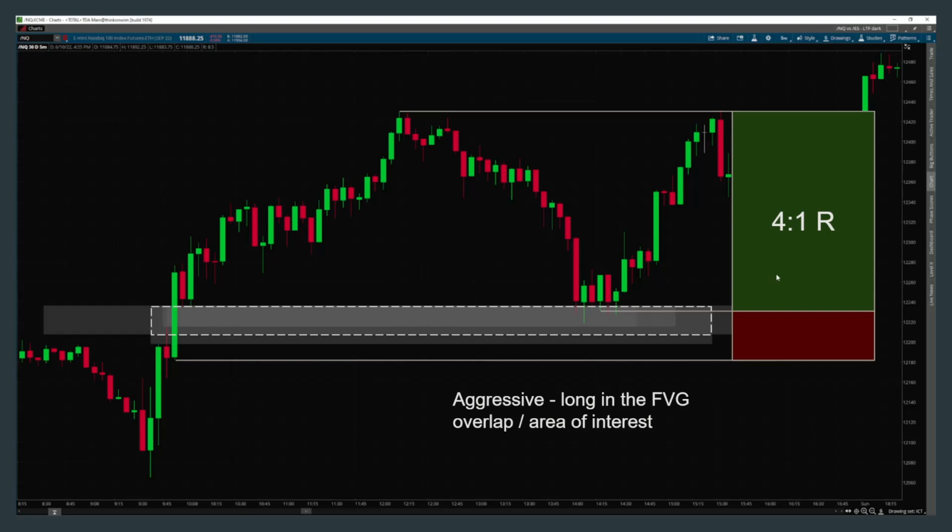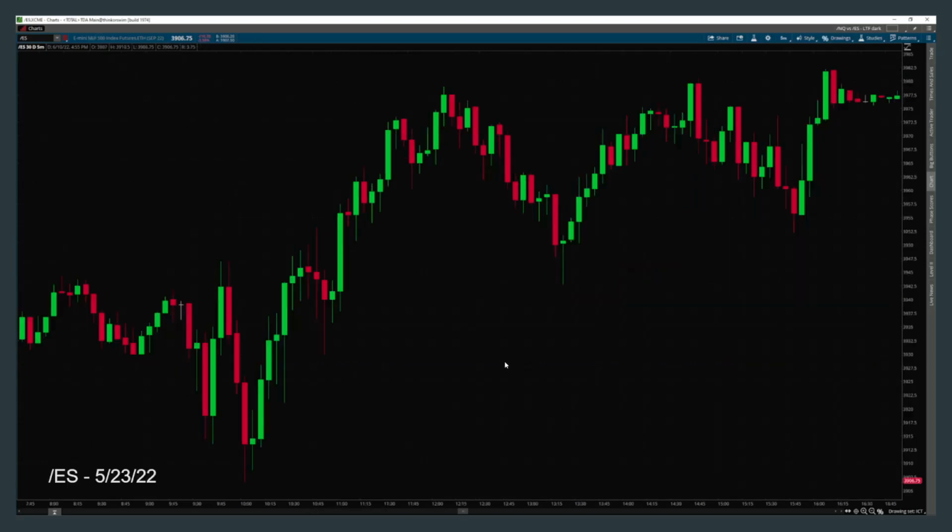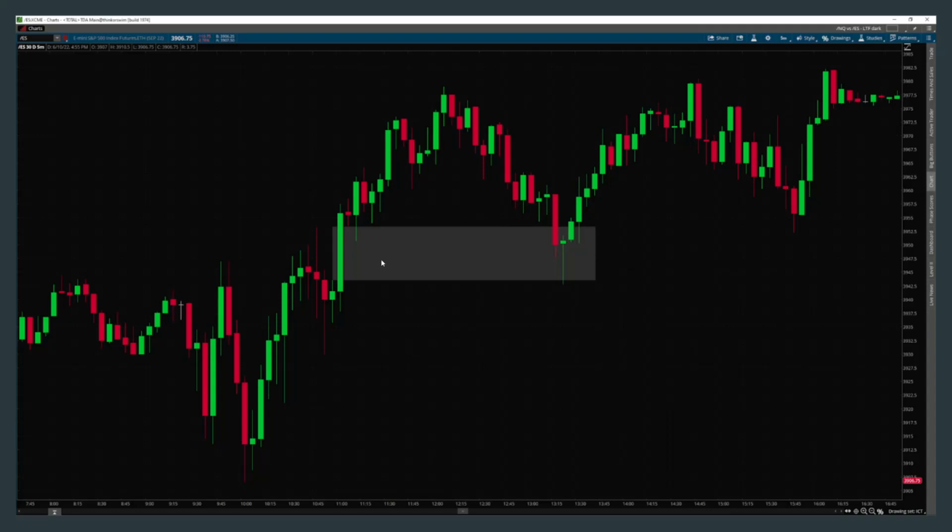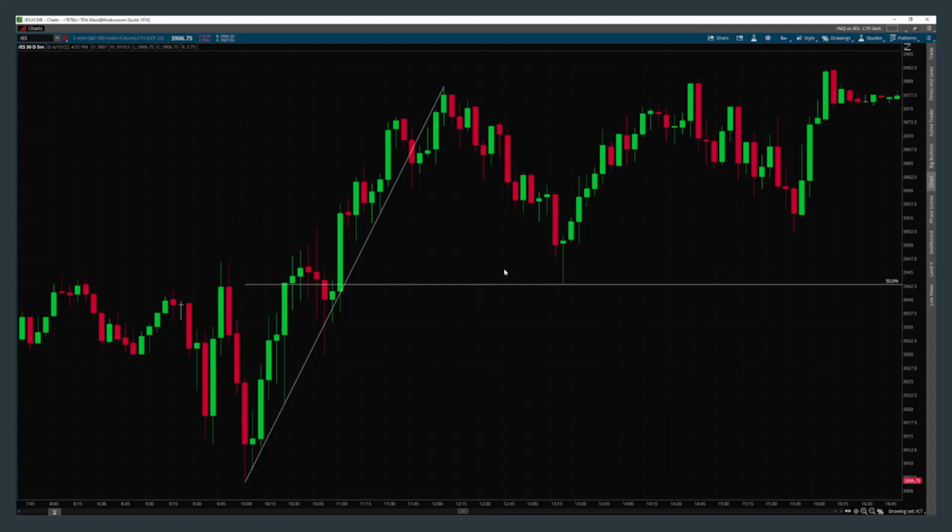One more quick example from May 23rd. We do have a midday pullback into a 5 minute fair value gap right here. We also have a 10 minute fair value gap that we can add. There are no 15 minute fair value gaps in this particular example, but we do fall again to a 50% retrace of the morning move.